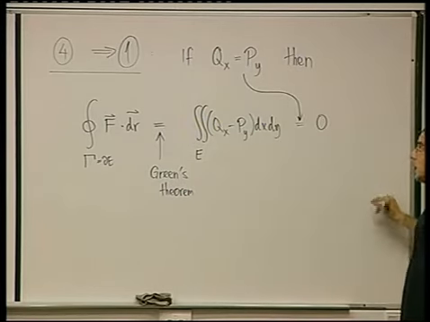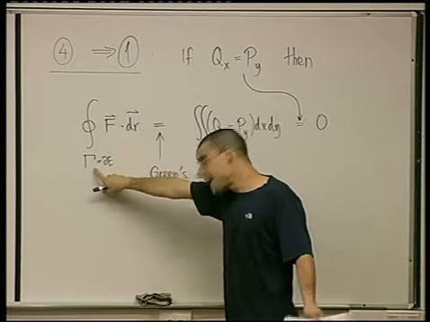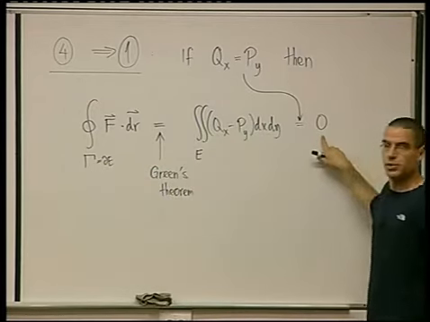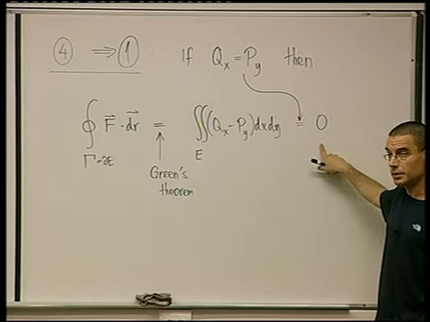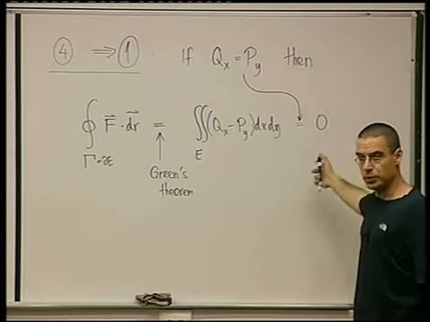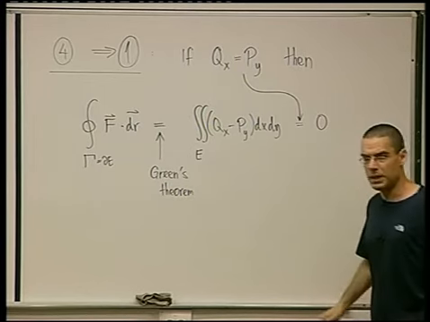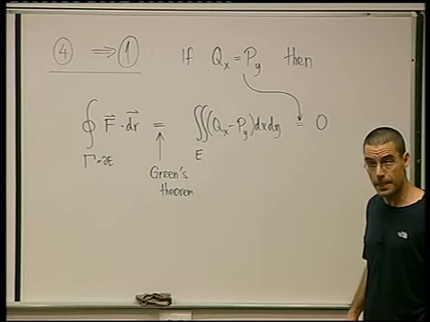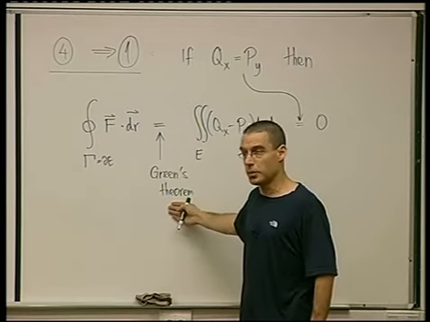So what did we show? If Qx equals Py, then the integral of this field over any closed gamma is 0, which is precisely 1. That was the property of being a conservative field. Do you agree? So that wasn't too hard. It was very straightforward. Where did we use f being C1 and the domain being simply connected? Answer, right, in Green's theorem. That's where we used it.